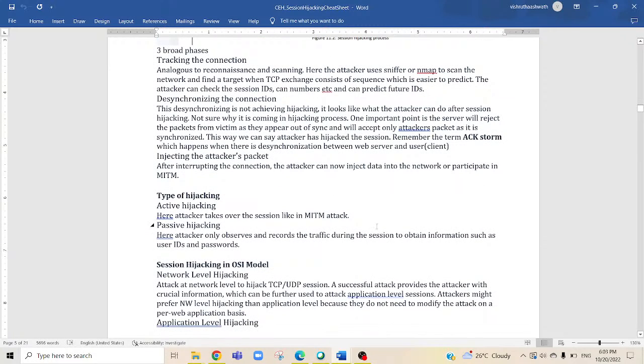So the types of hijacking: active hijacking and passive hijacking. In active hijacking, the attacker takes over the session as in the MITM attack. Passive hijacking, here the attacker only observes and records the traffic during the session to obtain information such as user IDs and passwords.